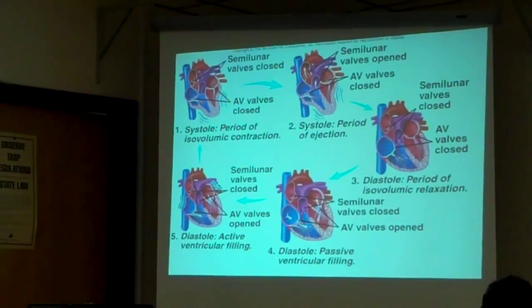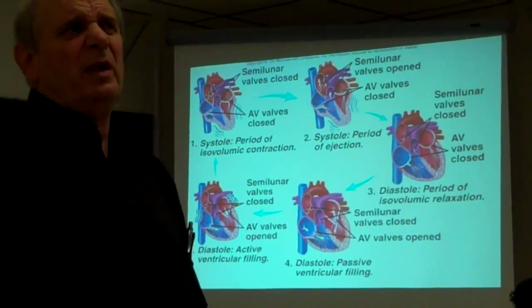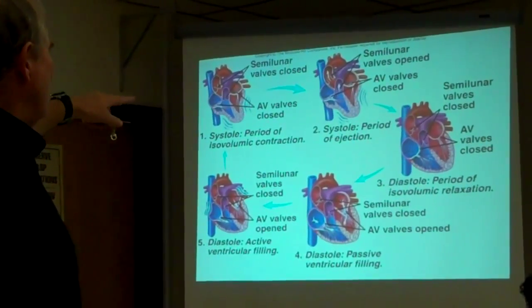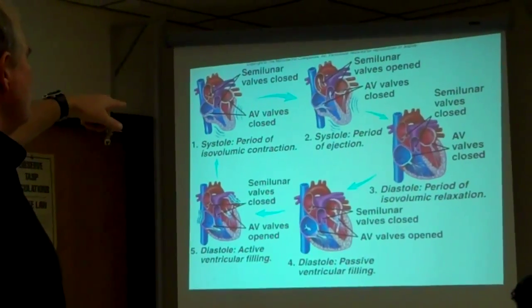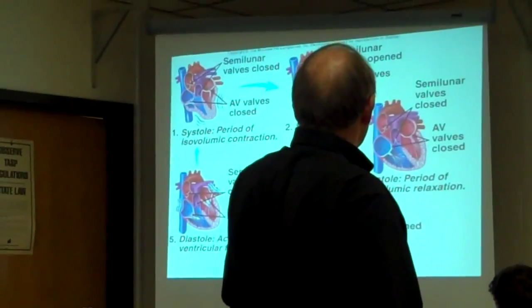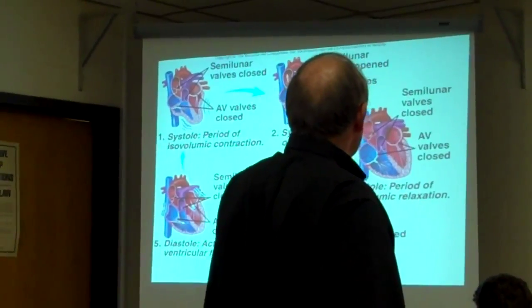That's just kind of showing it. You can't tell much from that. You have to sit there and look at it for 30 minutes to really get into it. There's systole, the period of ejection, and so forth. Ejection goes into the pulmonary artery, and into the aorta.